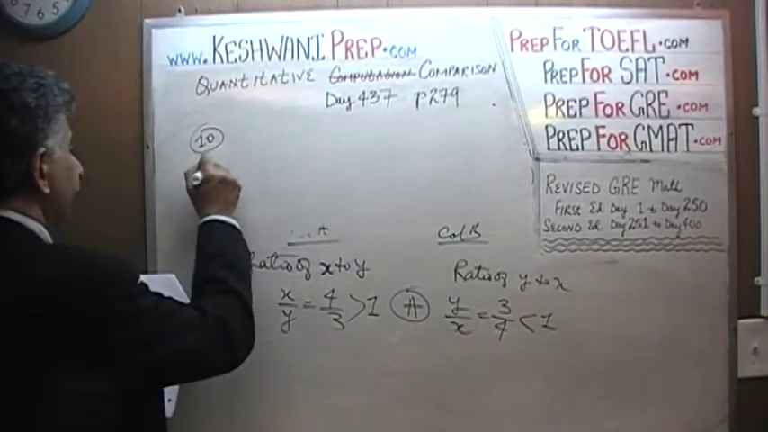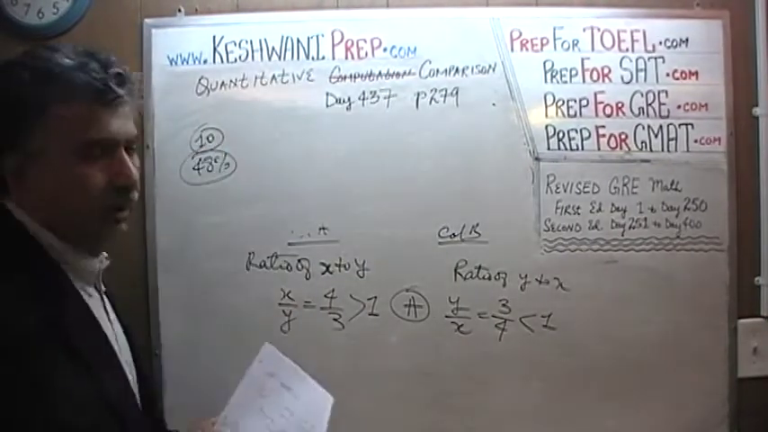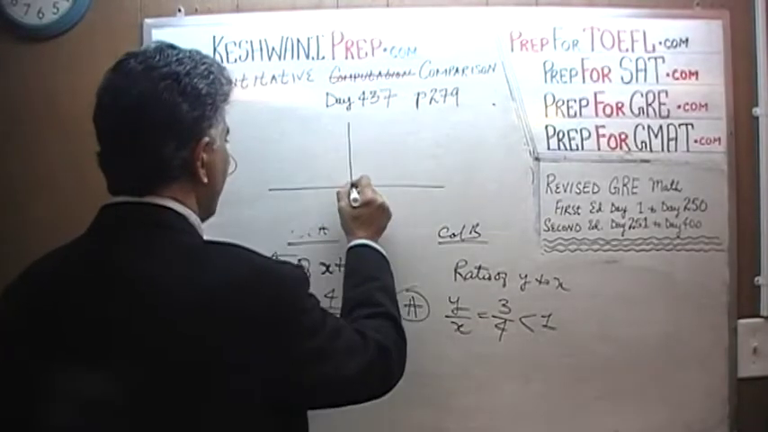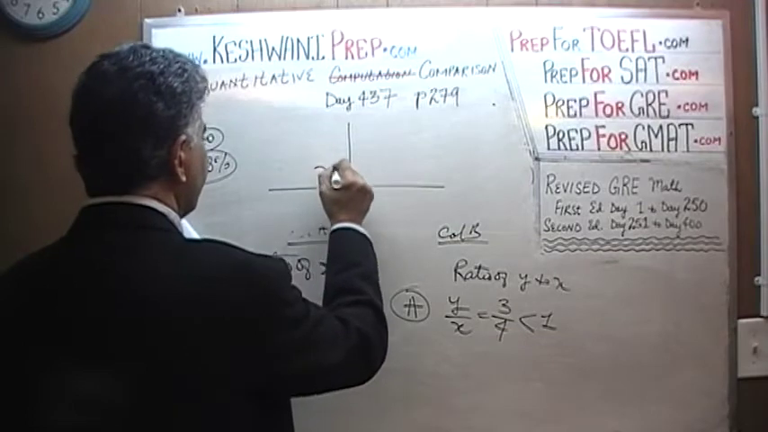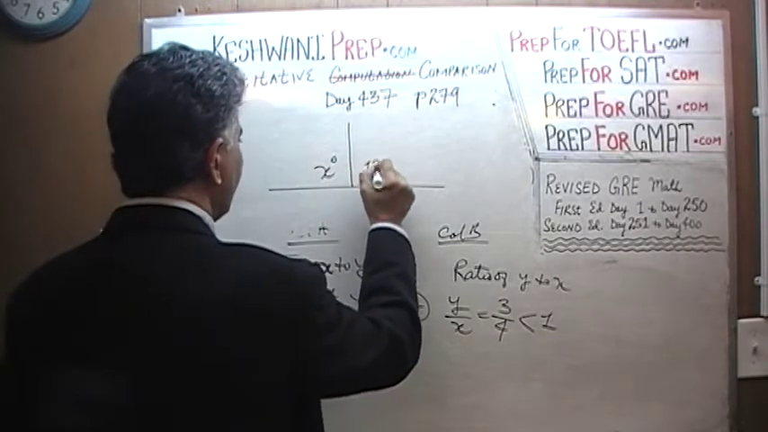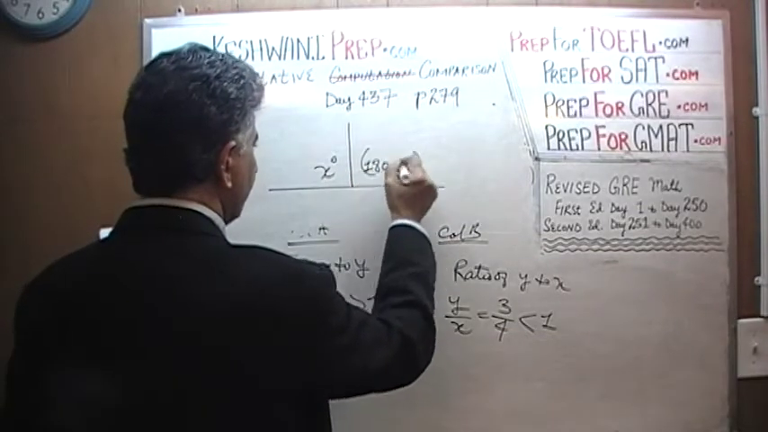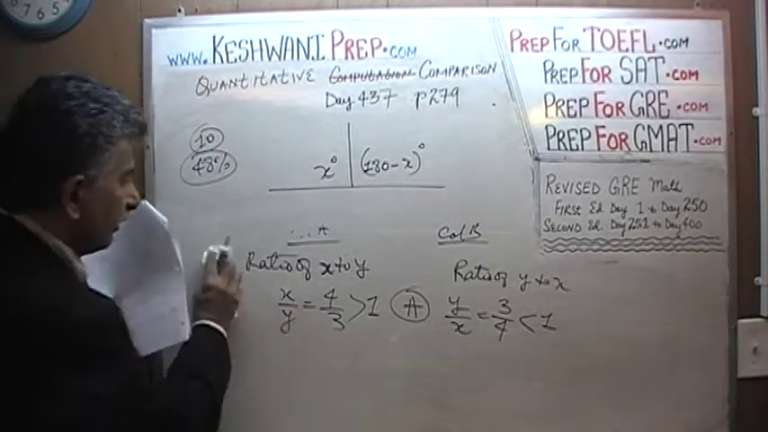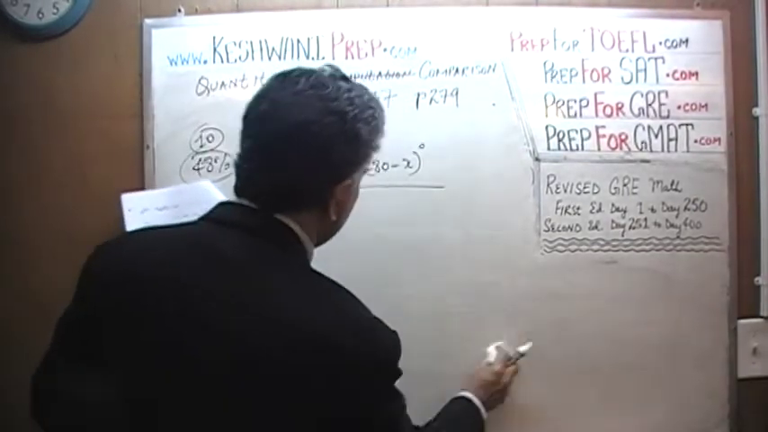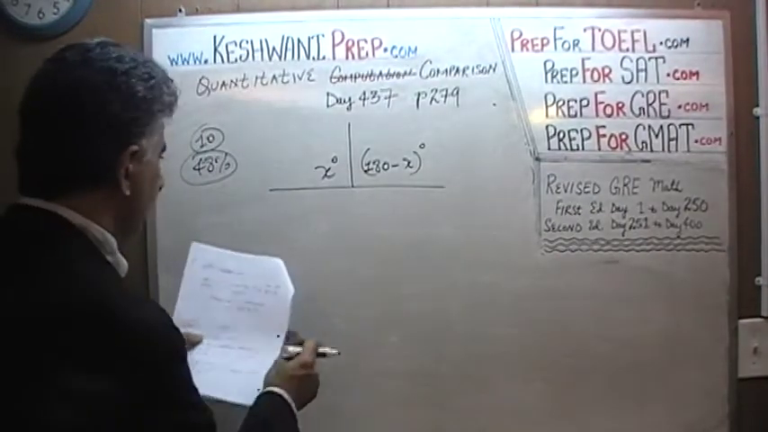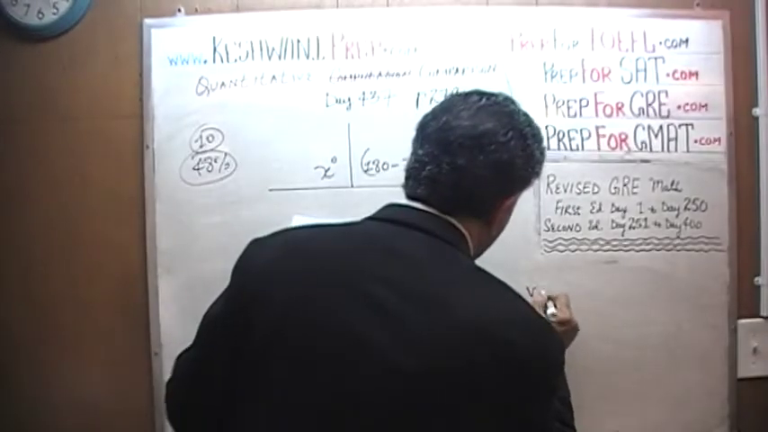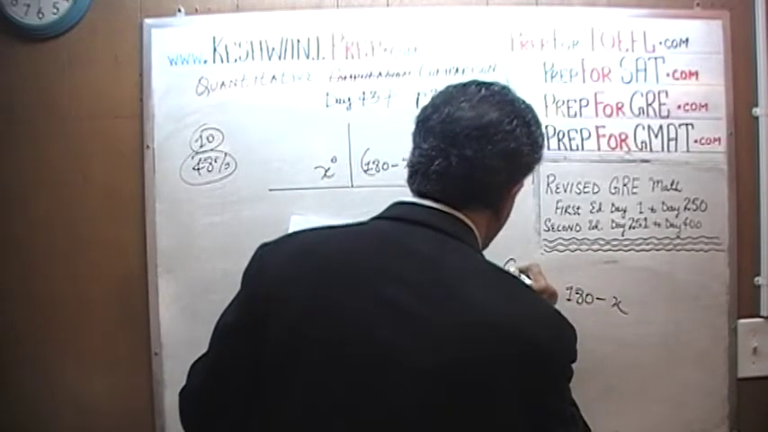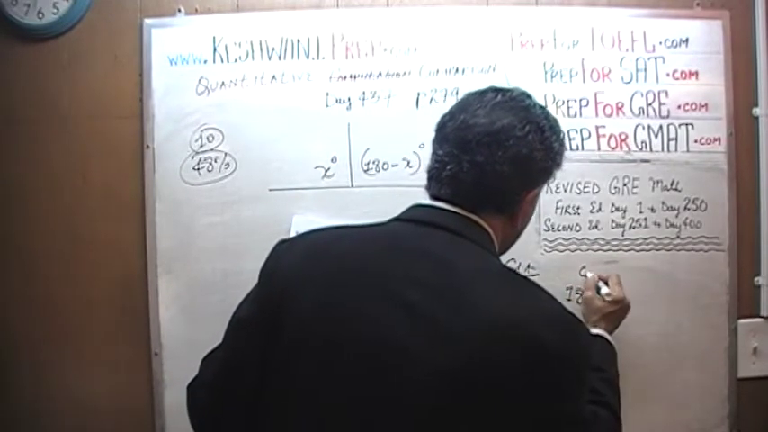Number 10. About half the people had no trouble with it. Here's the question. It's a geometry question. This is x degrees, we are told, and this is 180 minus x degrees. What we are being asked to compare is x versus 180 minus x. Column A, column B.